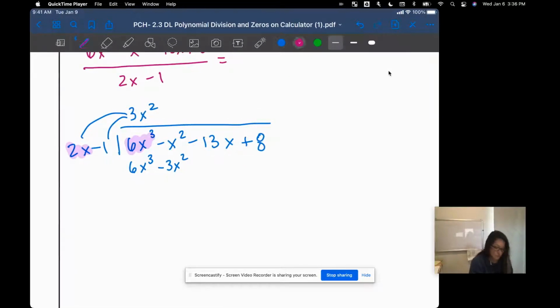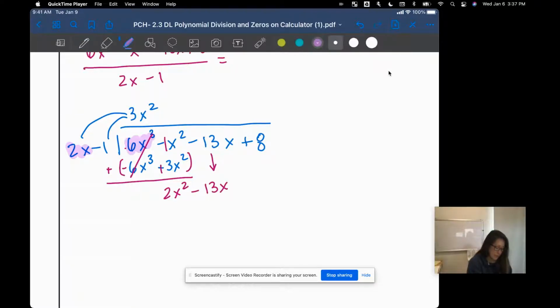And then, just like long division, you're going to subtract the top from the bottom. So I get 6x cubed, and then I'm going to change all of my signs, the positives become a negative, and then the negatives become a positive. So I get 6x cubed minus 6x cubed gives me 0, and then negative 1x squared plus 3x squared gives me 2x squared. I'm going to bring down the negative 13x.